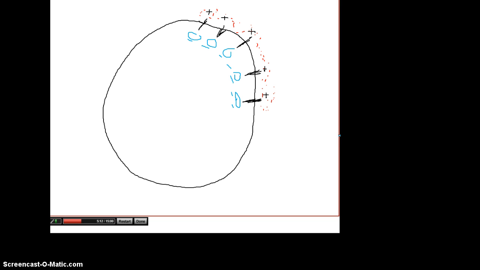One of the things you want to remember is that this isn't a complete loss of positive charge with all of the negative charges on the inside of the membrane.